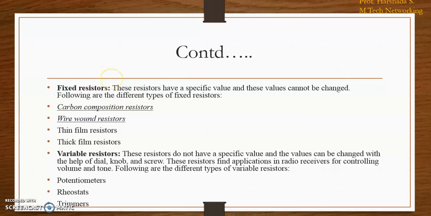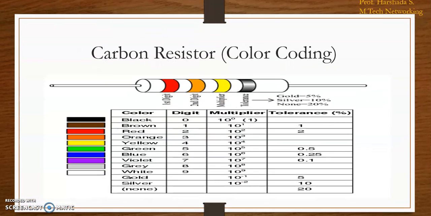Now we move towards the next part, that is the carbon resistor, meaning color coding. See here all of you, this type of resistor has the first digit, second digit, multiplier and the tolerance.